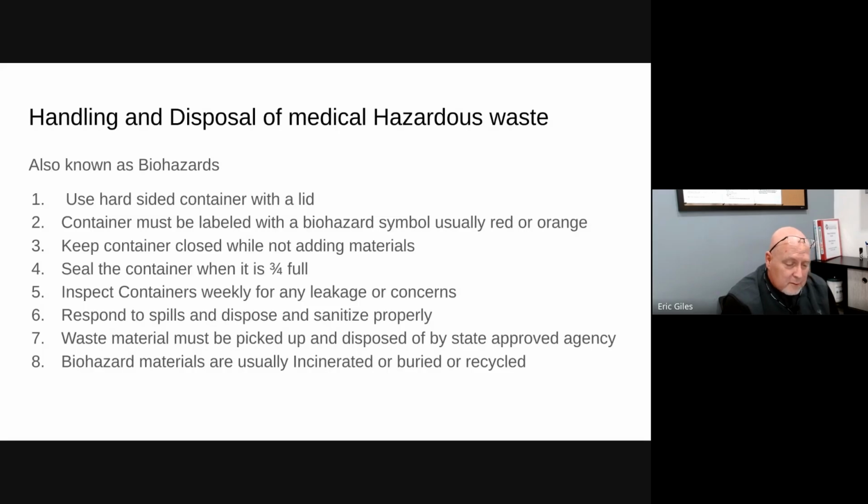Who needs to dispose of a biohazard material? A state-approved agency. Biohazard materials are usually incinerated or buried or recycled. I didn't realize that they incinerated stuff. I didn't know that they buried them in a landfill or recycled at the same time. But let the biohazard company take care of that and do what they do with it. So just don't throw stuff in the trash that doesn't need to be there. Okay.